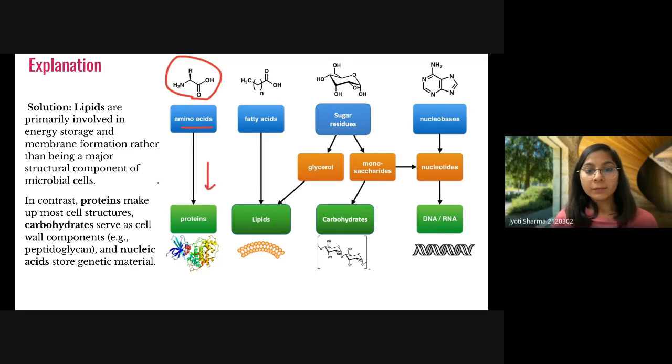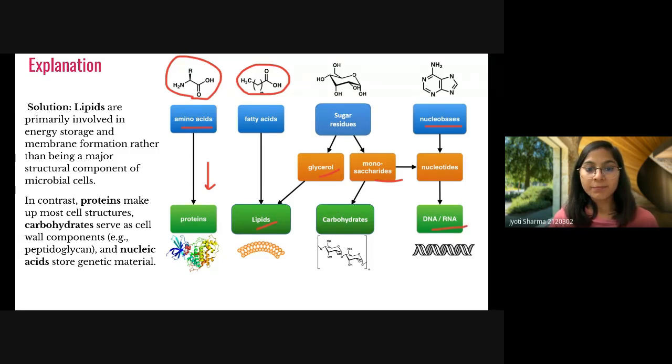Then we have the structure of fatty acid. If we have a sequence of the fatty acids, this will give you the lipid. Then we have the sugar, where we can have glycerol and monosaccharide. And if we have the nucleobases, this is the subunit for the nucleotide, and then the chain of nucleotides will give you the DNA and RNA.